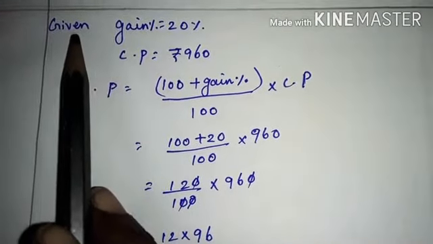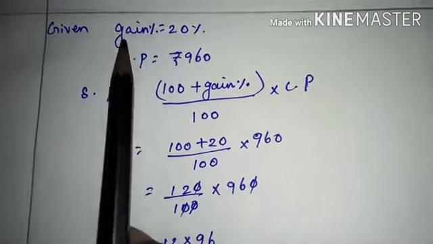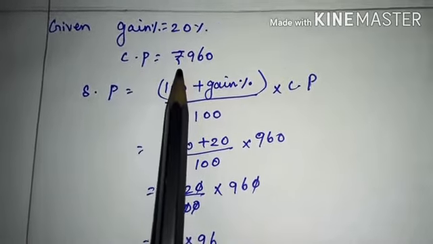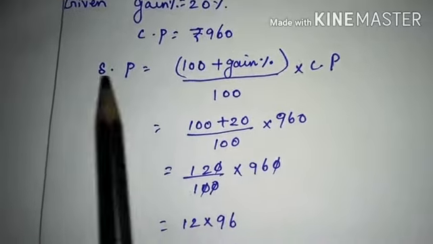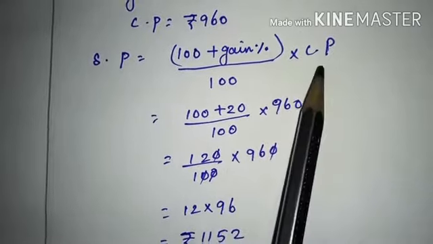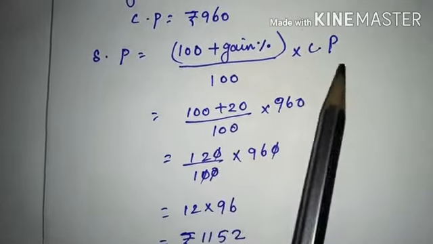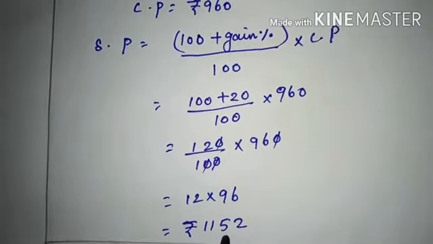Now we are going to find out the selling price for 20% gain. For that, the gain is given as 20%. CP is 960. Substituting this in the formula, selling price equals 100 plus gain percent by 100 into CP. Substituting the gain percent and CP, we get the value of selling price as 1152.